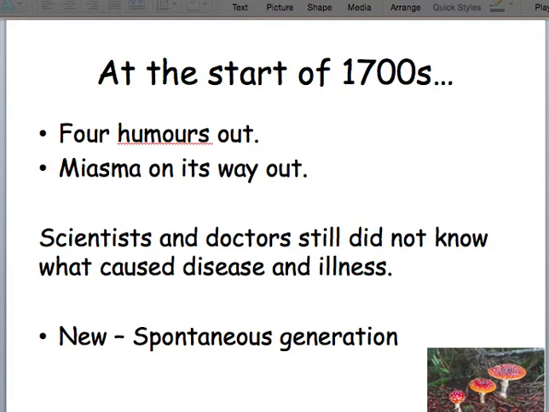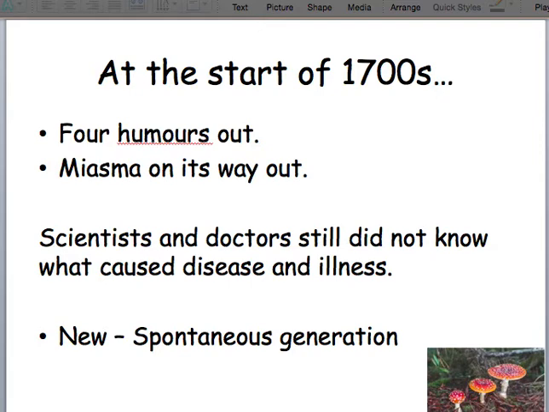However, something new that was around, so a change, is this idea of spontaneous generation. Now, scientists in the early 18th century developed this theory of spontaneous generation as an alternative to theories like the four humours. Improvements in the quality of lenses used in microscopes, so they were able to look closer at decaying matter or things that were rotting under the microscopes, meant that scientists now could see microbes.